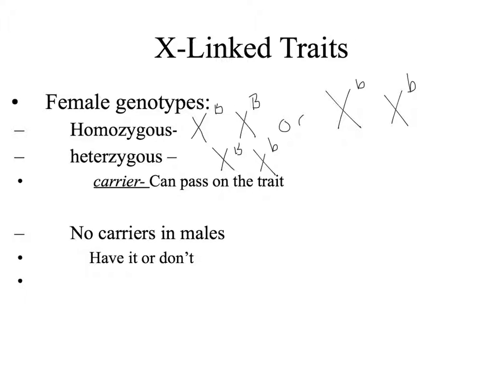Males, on the other hand, only carry 1 X chromosome. This means that males are not homozygous or heterozygous. They either have the trait or they don't. Remember, these traits or alleles will only be carried on the X chromosomes. So the men will have X big B Y, or they have X little b Y.